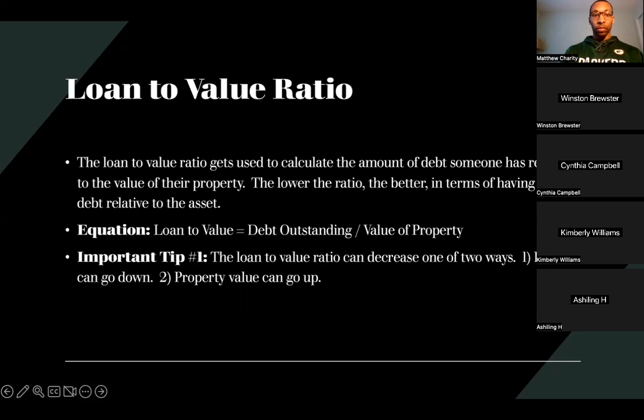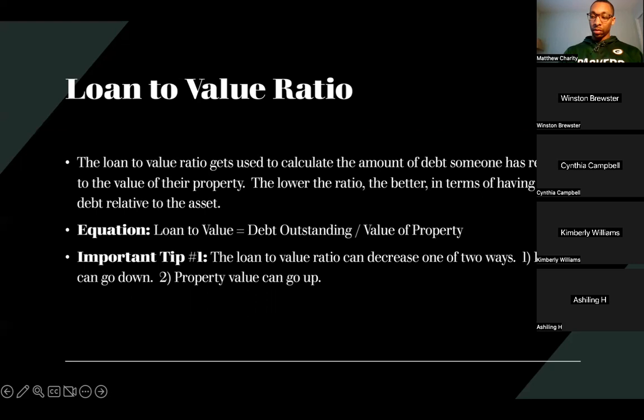Loan to value ratio. This is to calculate the amount of debt you have relative to your property. Obviously on this one, it's easier to tell what's better. You don't need to be comparing two properties. It's simply the lower the ratio, the better, which means you have less debt relative to the asset. So the equation is outstanding debt divided by the value of your property.